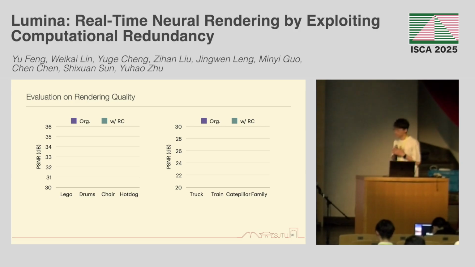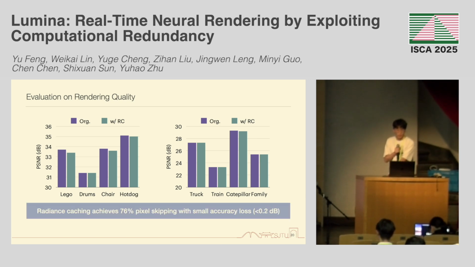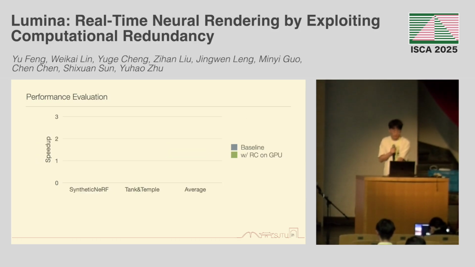Now let's see the results. So here, the x-axis shows different datasets, and the y-axis shows the quality metrics, PSNR. Overall, radius cache can achieve 76% of pixel savings with minimal accuracy loss. Next, let's see the performance comparison. Again, the x-axis shows different datasets, and the y-axis shows the speed up. We first show the baseline.